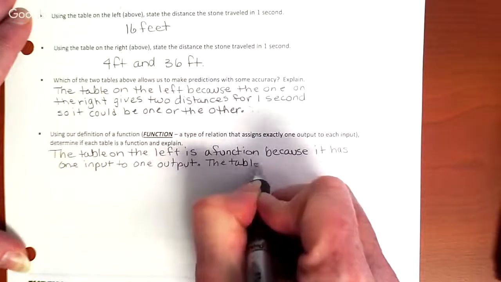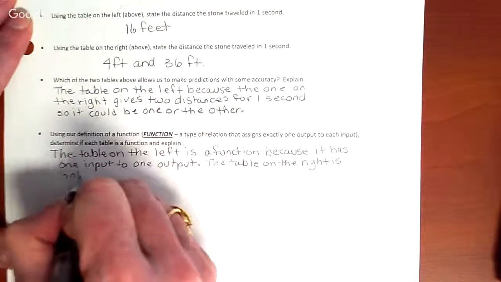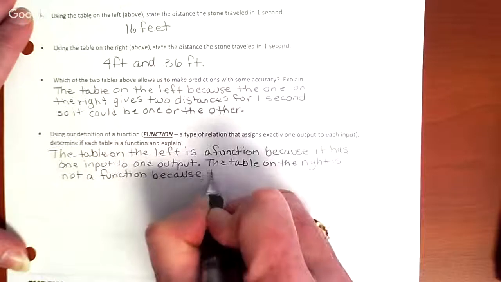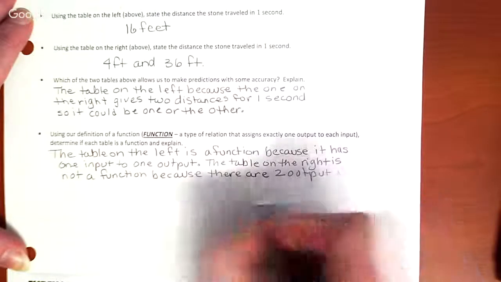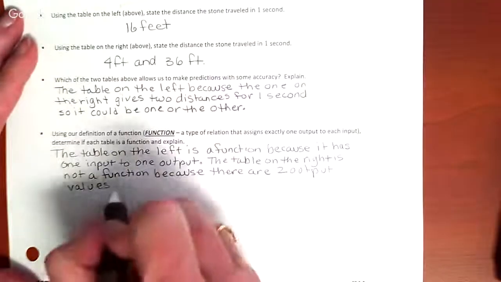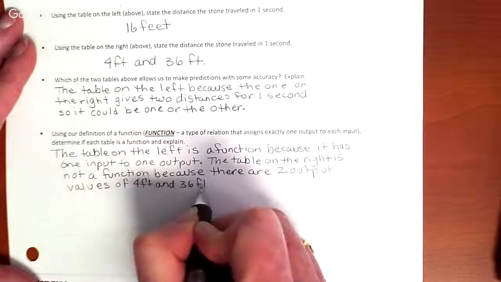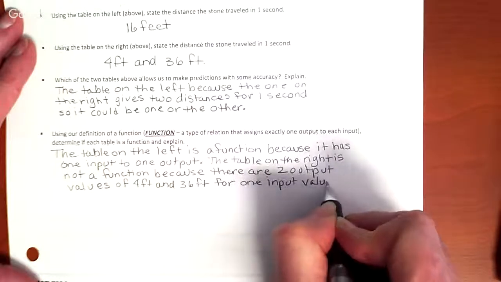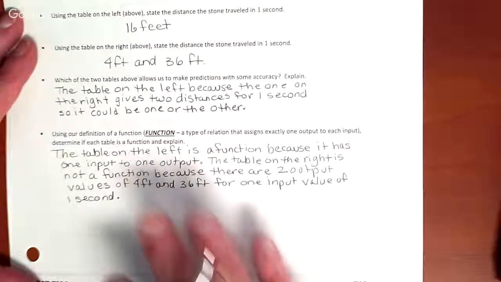The table on the right is not a function because there are two output values of 4 feet and 36 feet for one input value of 1 second. Okay? Next.